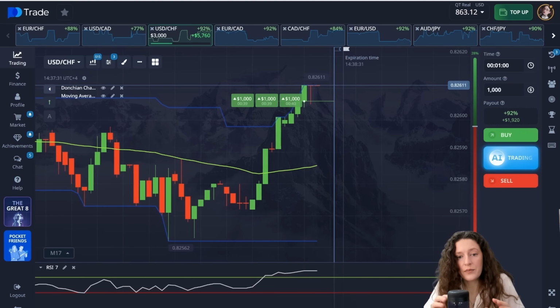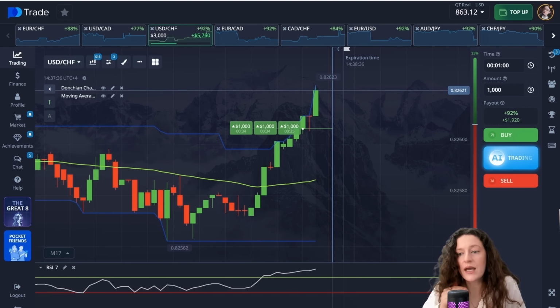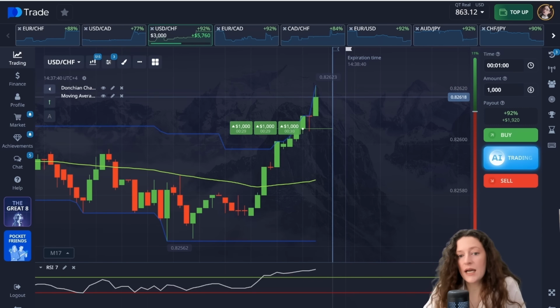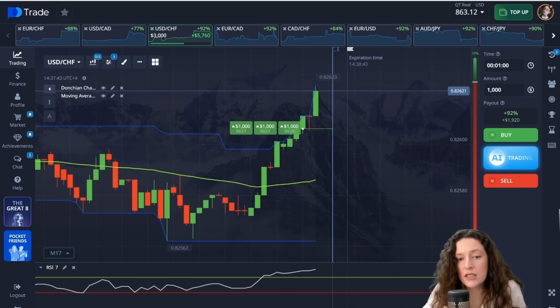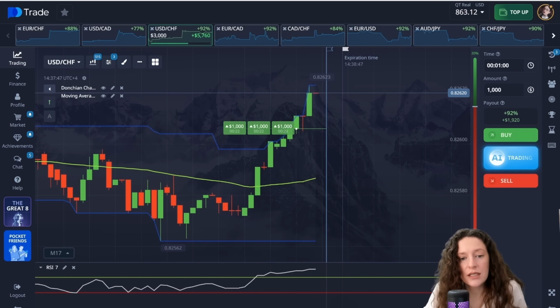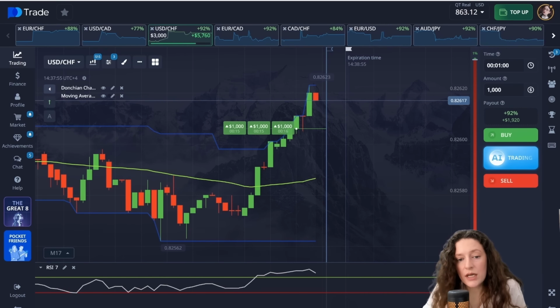That is, as you can see, the green line of the moving average has been crossed by a green candle. Also, the candles touch the blue line above the Donchian Channels, and we also have a third RSI confirmation signal. It turns out that all three indicators in combination confirm the upward trend.